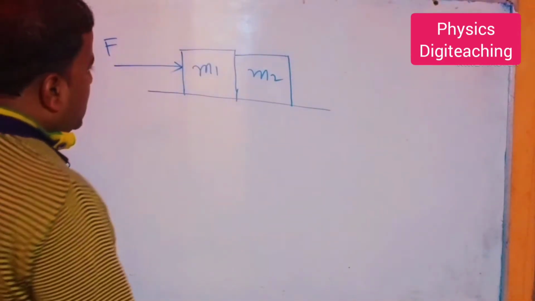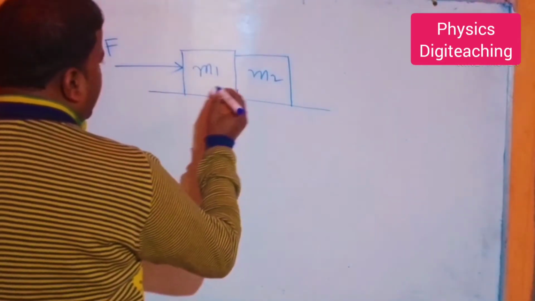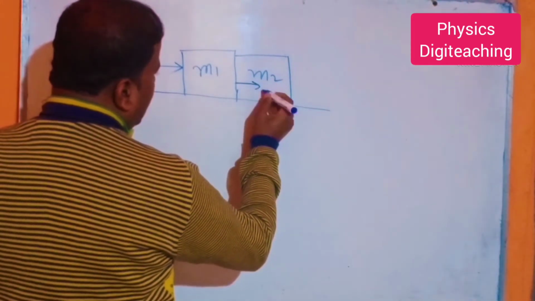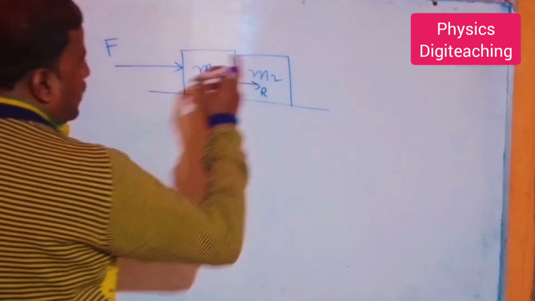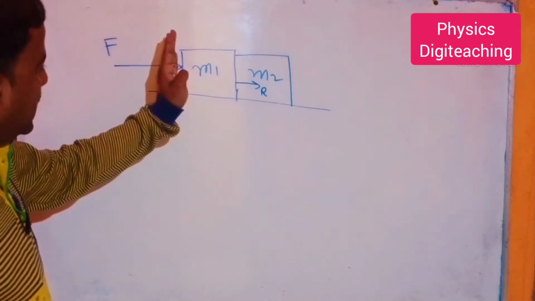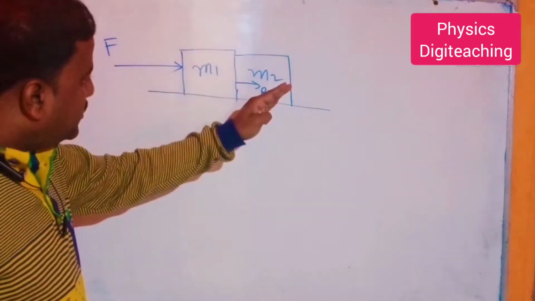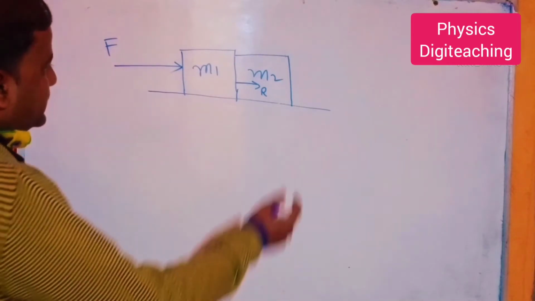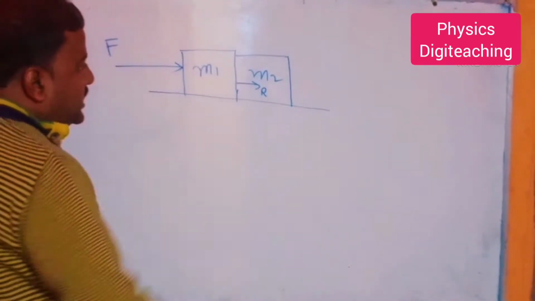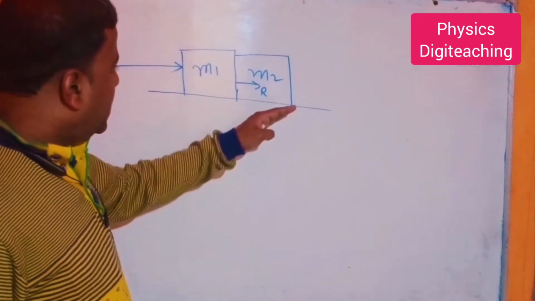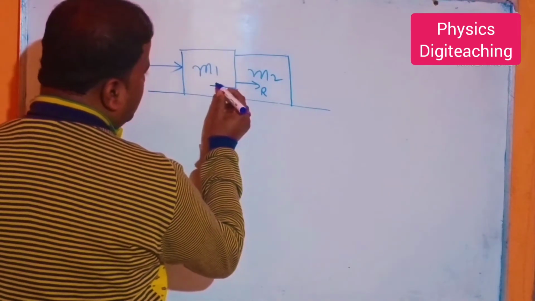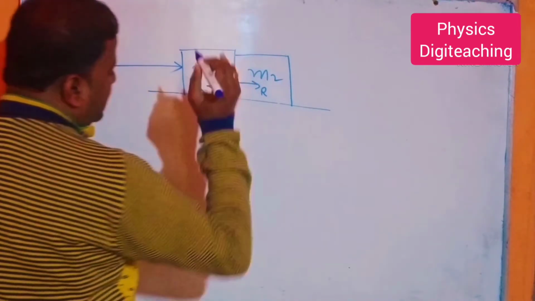Now we draw the reaction force. Here m1 applies a force, say R, on the body m2. We push the body m1, and m1 pushes the body m2 with a force R, and according to Newton's third law, every action has an equal and opposite reaction. Therefore m2 also applies a reaction force of the same magnitude, that is R.